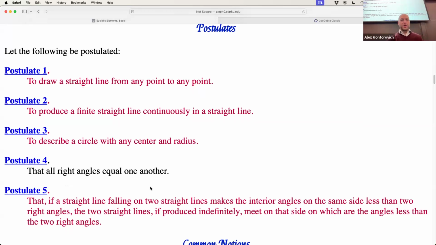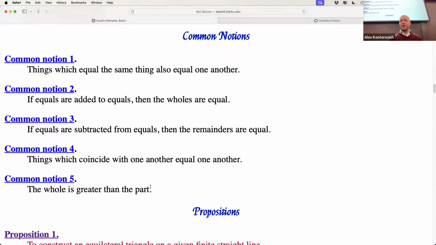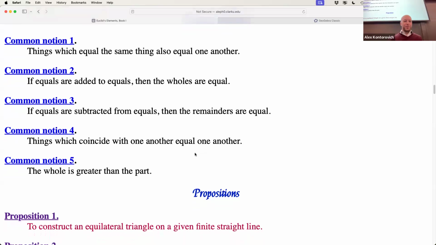So we talked about the 5 postulates. We didn't spend too much time on the common notions, but maybe we did actually. They are things like: if A equals B and B equals C, then A equals C. The whole is greater than the part: if one line segment sits inside another, then the one inside is less than the longer one. Things which coincide. These are common notions, things we can take for granted.